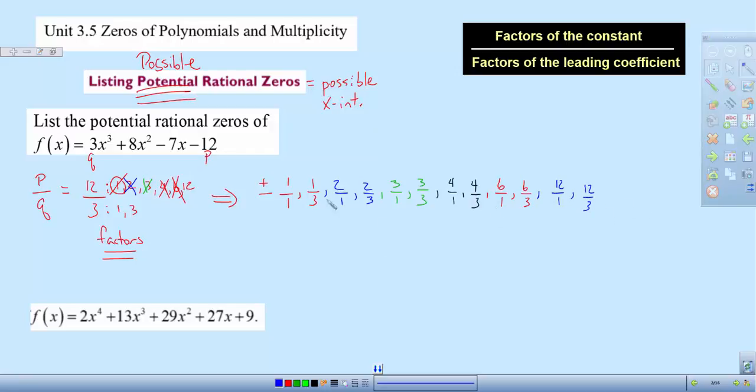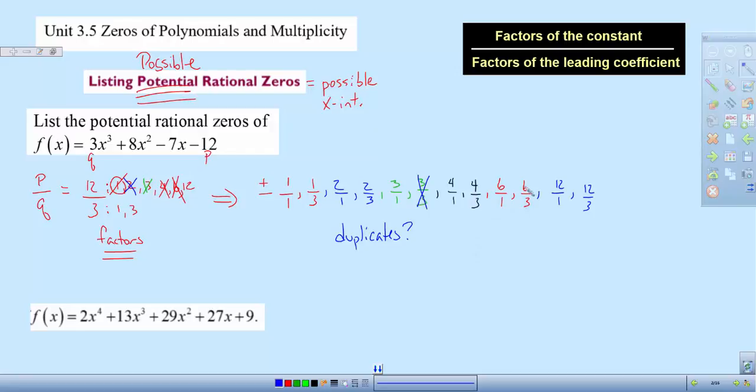So once you've listed out all your possible combinations of P over Q, then what you do is you look for duplicates. You cross off your duplicates. So for example, 1 over 1, see if we have anything that goes with that. How about 3 over 3? Isn't 3 over 3 the same as 1? So we can cross that off. This is 1.